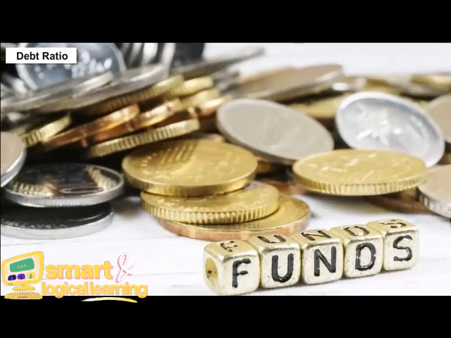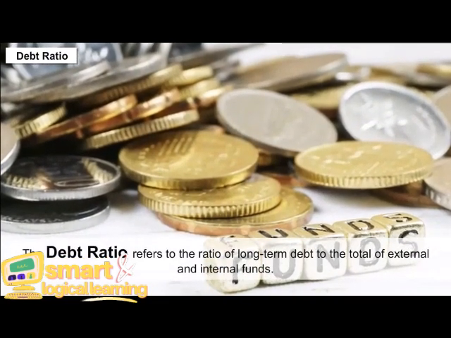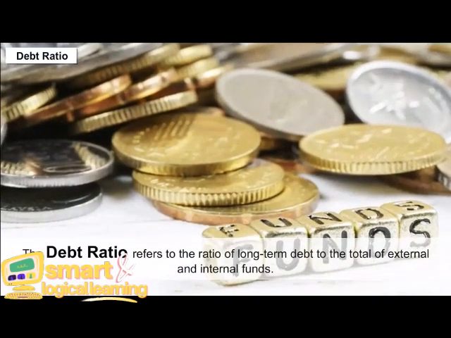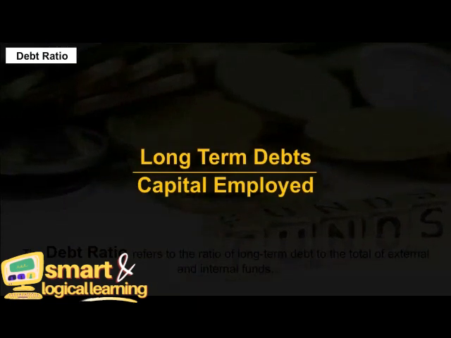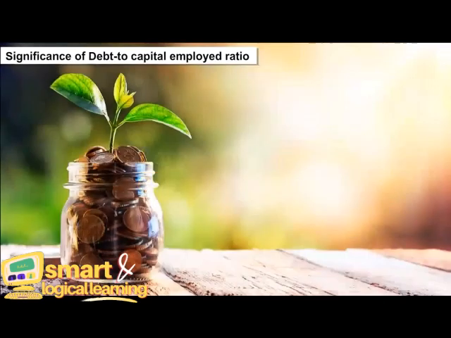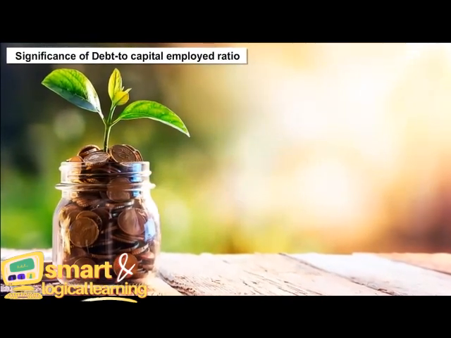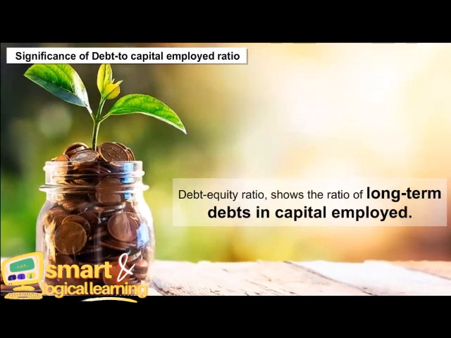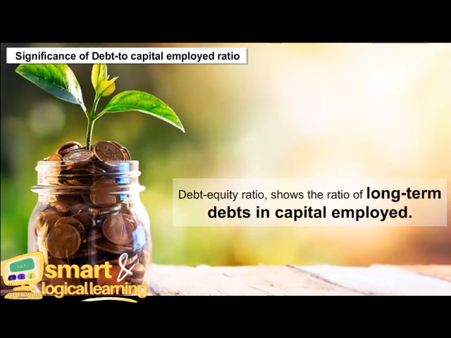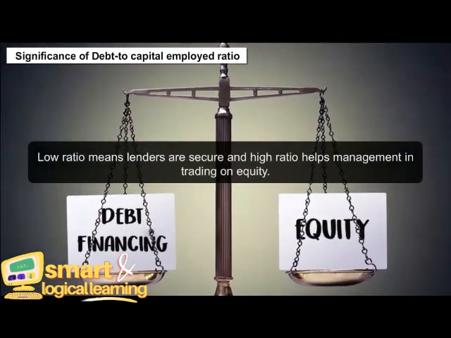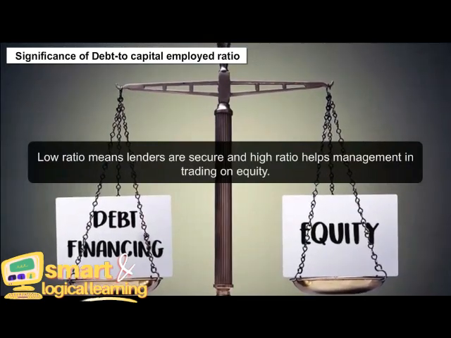Debt ratio. The debt ratio refers to the ratio of long-term debt to the total of external and internal funds. It is computed as follows: long-term debts upon capital employed. Significance of debt to capital employed ratio. Debt-equity ratio shows the ratio of long-term debts in the capital employed. A low ratio means lenders are secure, and a high ratio helps management in trading on equity.